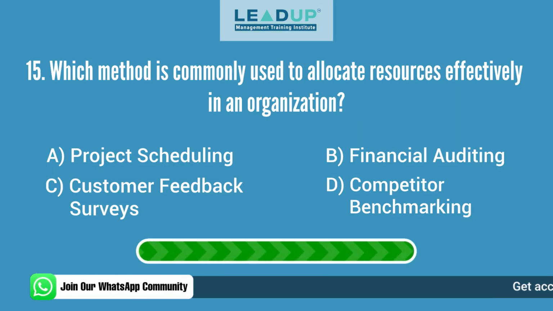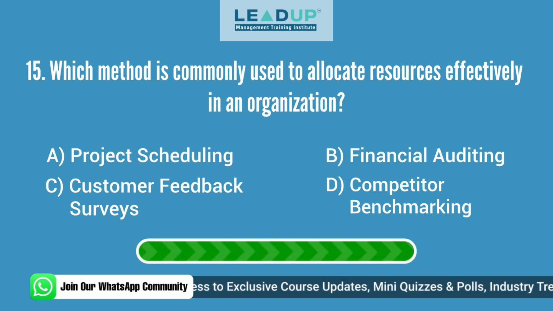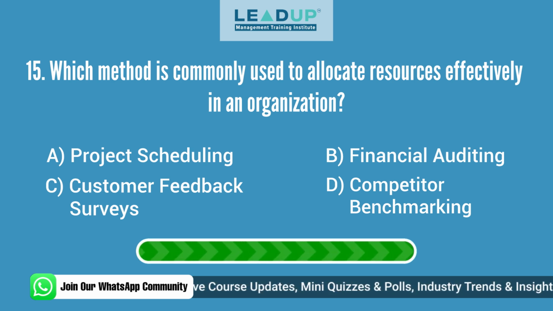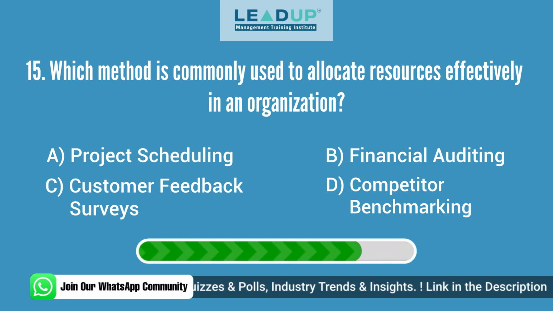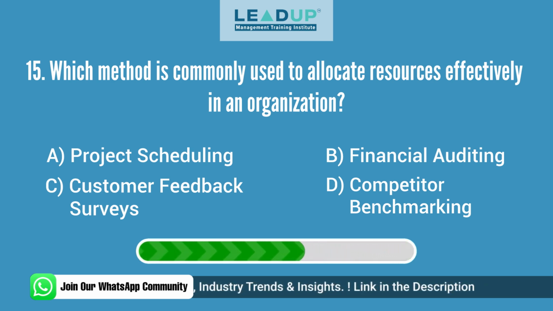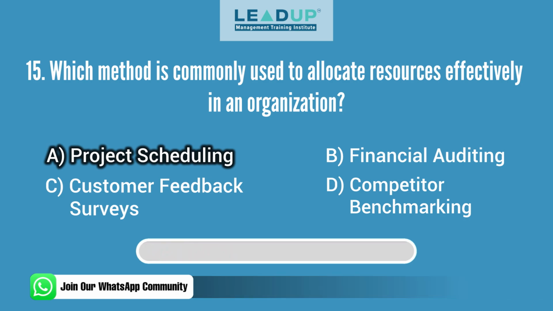Question 15. Which method is commonly used to allocate resources effectively in an organization? A. Project scheduling, B. Financial auditing, C. Customer feedback surveys, and D. Competitor benchmarking. The answer is project scheduling.